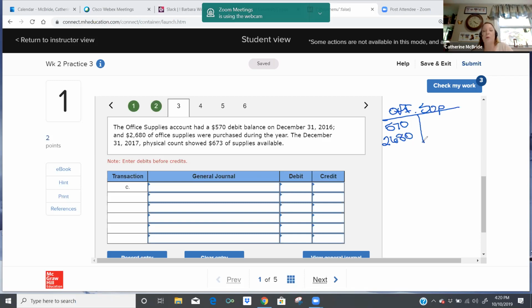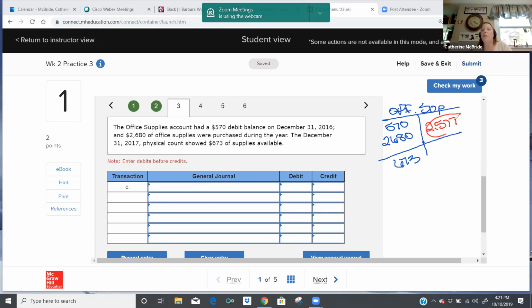It's an asset, so when we increase it, we debit it. At the end of this year, we see that we have $673 worth left in our office supplies account. So we started the year with 570 and we purchased 2,680. So that's 3,250. We have 673 left. So how do I get to the 673? I'm going to credit the account 2,577.